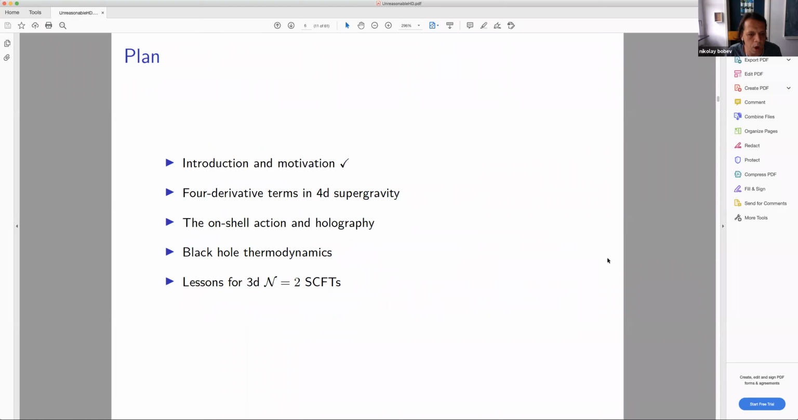Okay, so here's the plan of the talk. I'm done with the intro and motivation. I will briefly explain the logic of this 4D supergravity analysis. I'll be sparing you most of the details. They're not very pretty, depending on what you like, of course, but yeah, they're a bit ugly. Then we'll move on to see what the implications of these things are for holography. Then I'll talk briefly about black hole entropy and thermodynamics, and then we'll see how to connect all of this to 3D CFTs. And as I said, you should interrupt me and ask questions at any point in time.